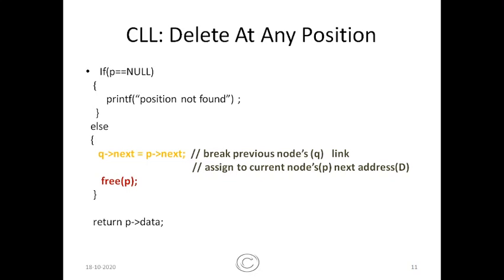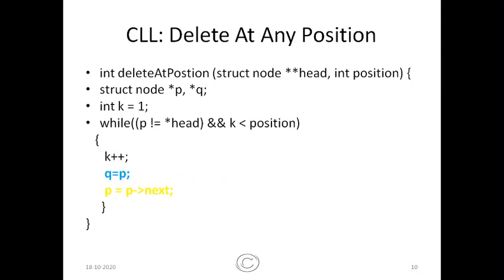After assigning this, you simply have to free the P. You don't have to write P next will equal null. You can simply free the P. That node is already deallocated from memory space. Now, simply you write P data, P points to data. That integer value will be returned because we have already declared the return type of this function as int type.